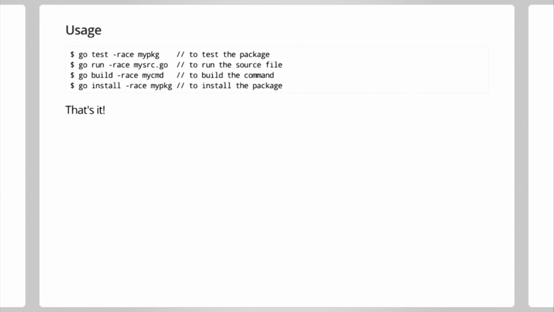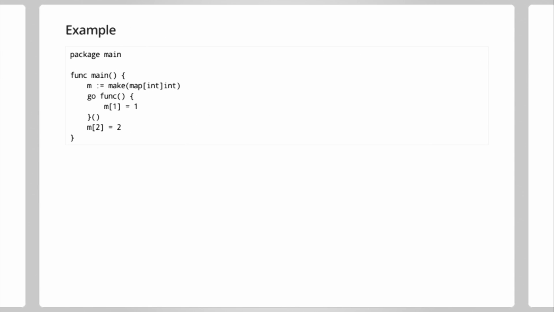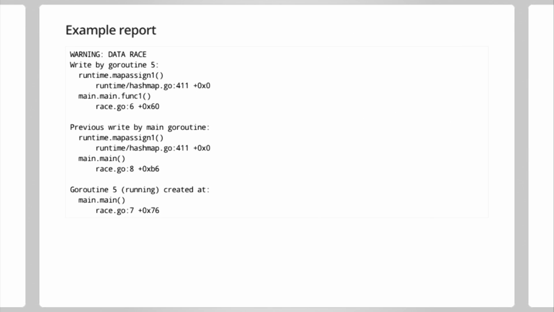But fortunately, Go comes with a built-in data race detector, which is very simple to use. You just need to add the -race flag when you build, test, or install your packages, and that's it. For example, if you have this simple program that inserts into a hash map concurrently, and you run it with the -race flag, it will print the following data race report.